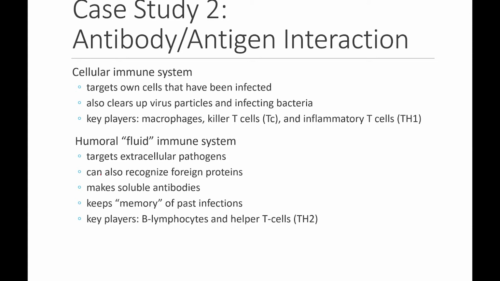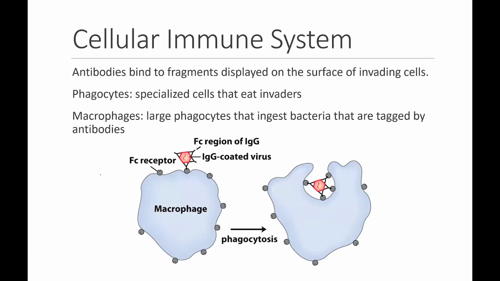It helps organisms keep a memory of past infections. And this immune system is essentially what we're using when we develop vaccines, for example. The players in this type of immunity are our B lymphocytes and helper T cells. You'll also see these B lymphocytes called B cells sometimes. So again, a review on the two types.